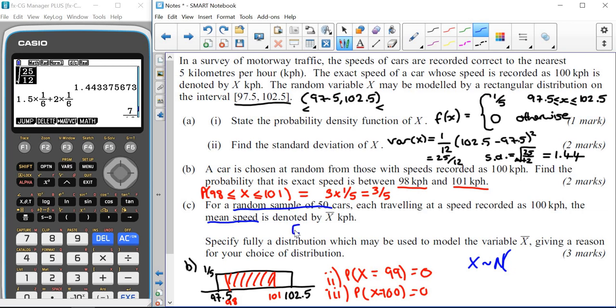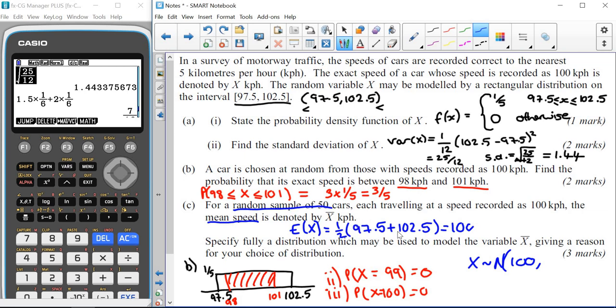Just to double check that, our E of x, our mean, would have been a half of A plus B, 97.5 plus 102.5, which does give us 100, which we would expect because we're looking at values that are around 100 kilometers per hour. So our mean is still 100.